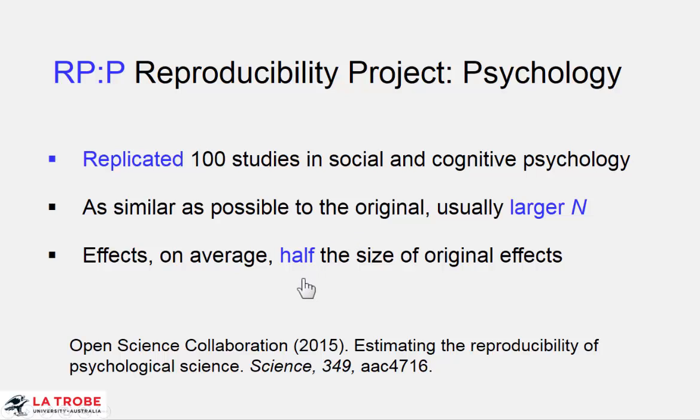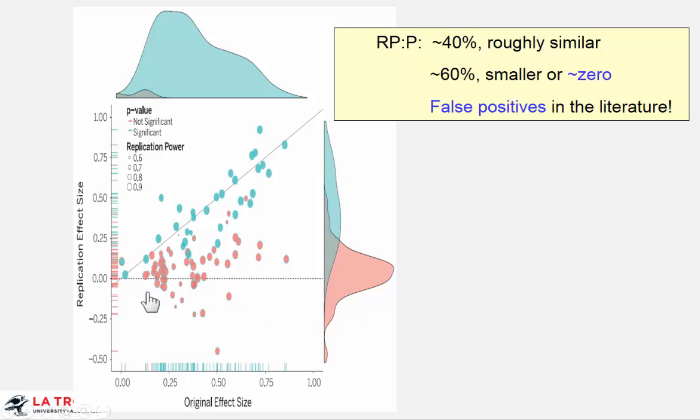And the result was that on average, the replication studies found an effect size just half of the original effect. And that's massive, in a sample size of 100 effects, to find the suggestion that the published research out there overestimates true effects by a factor of 2. And here's one way to represent the findings.